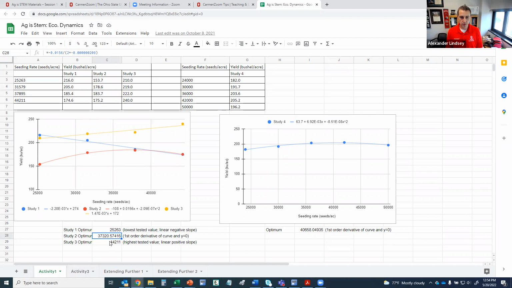For study number 3, we see a positive linear relationship. So our optimum seeding rate would be the upper end of that scenario. Again, study 4 is showing another one of these quadratic associations, with the optimum seeding rate being found at the peak of that curvature.